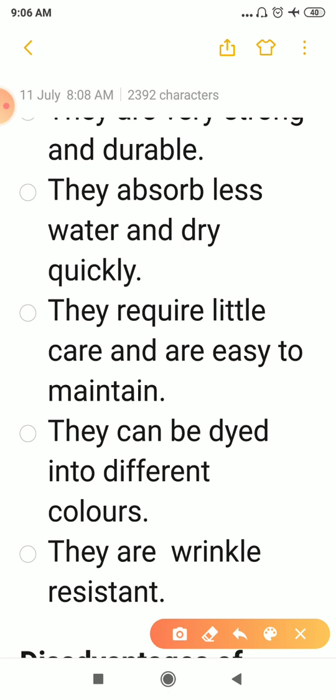These synthetic fibers can be dyed into different kinds of colors. They are wrinkle resistant. Their strength is tensile strength. Synthetic fibers can withstand a lot of force without breaking as compared to the natural fibers. Their strength is high.